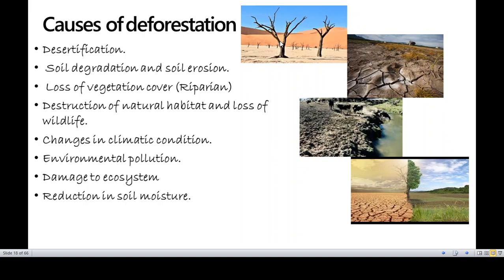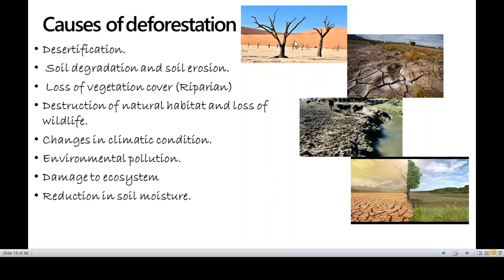Of course, one can imagine that if there is no plantation, there is no water. If there is no water, human existence or organism existence is impossible. But we do not think beyond that, and rather we only cut down the trees. So what are the causes of deforestation then?